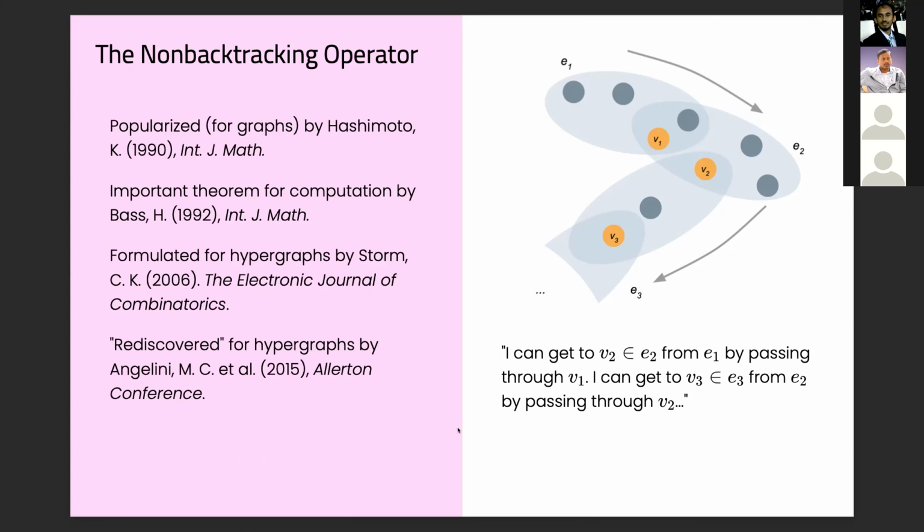So this was popularized for graphs by Hashimoto in 1990. And then a couple of years later, there was an important theorem by Bass, and I think generalized also by another author, which I'm forgetting. But this gives it a more efficient computation, and we'll see some examples of this in a moment. It was formulated for hypergraphs by Storm in 2006, and then rediscovered for hypergraphs in the context of community detection by Angelini et al. in 2015.